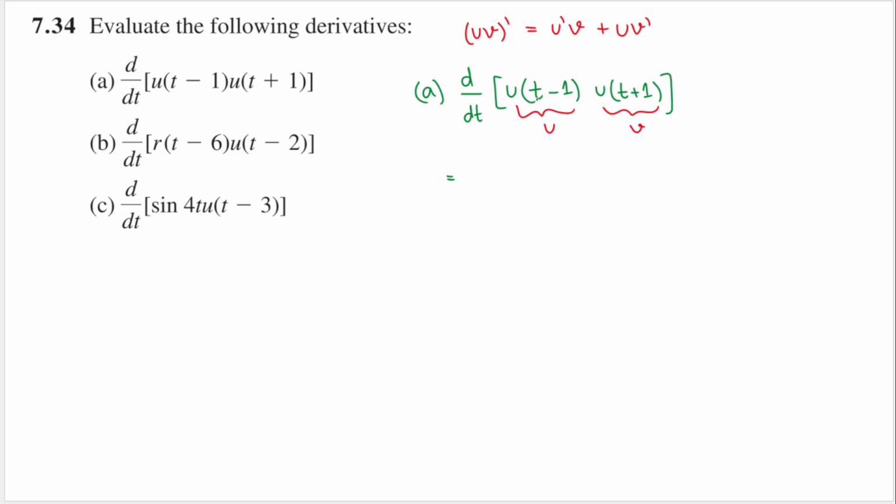So u prime v: the derivative of this function is the delta function, right? So we'll have delta(t minus 1). And then v, we just rewrite this, so I'll have u(t plus 1). And then plus u, I just rewrite this, so we will have u(t minus 1) multiplied by v prime, which is delta(t plus 1).